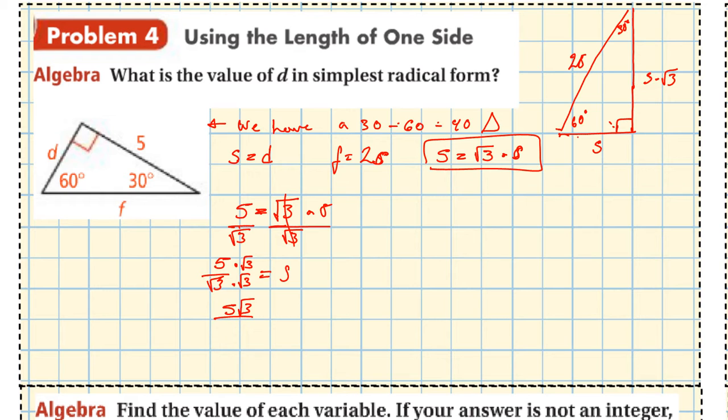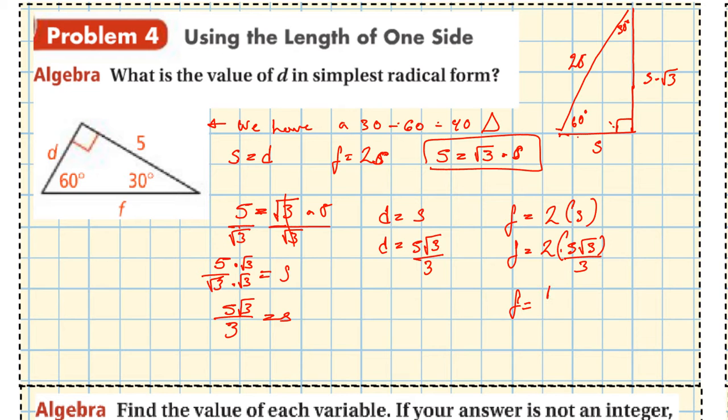Once we figure out what S is, we can figure out what D is. So D is simply equal to S. Plug it in. Turns out that D is equal to 5 square root of 3 over 3. And f of x is simply 2 times S. That means that you're going to plug in whatever value of S you had before, and multiply it together. Simplified, it means that we have 10 square root of 3 over 3. So, the final answers are D is equal to 5 square root of 3 over 3, and f of x is equal to 10 square root of 3 over 3.